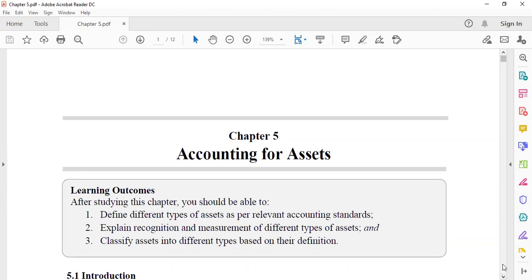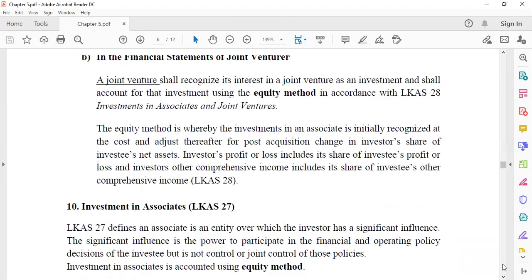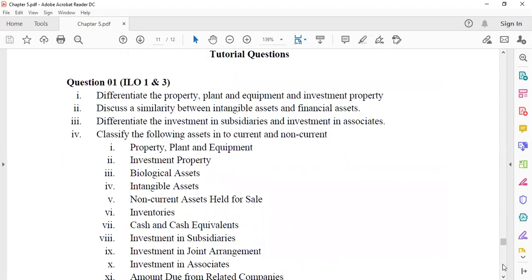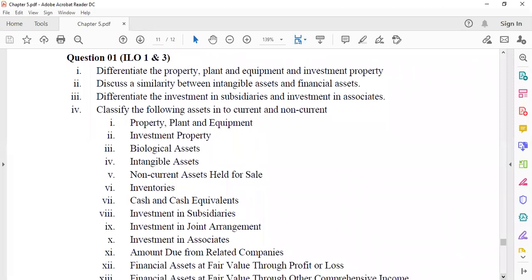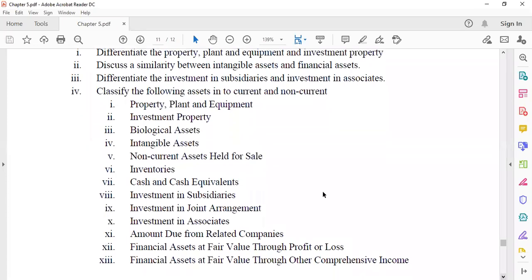So today we thought of moving to the assets. Okay. So in the asset tutorial, we may start with a pretty easy question. Let me straight away take you to question number 4. You are given several properties. Classify the following assets into current and non-current. Let's start with that.